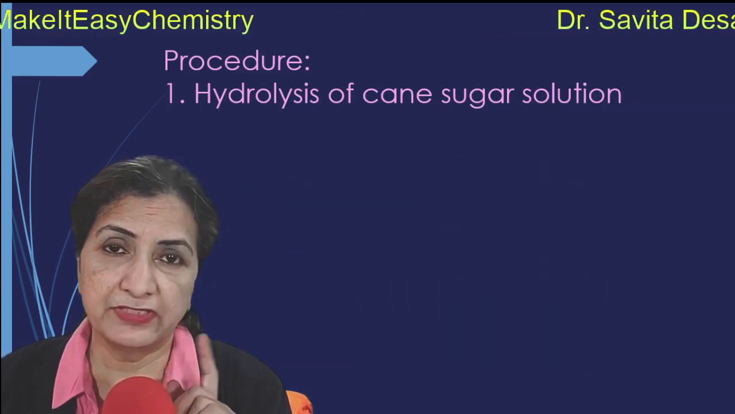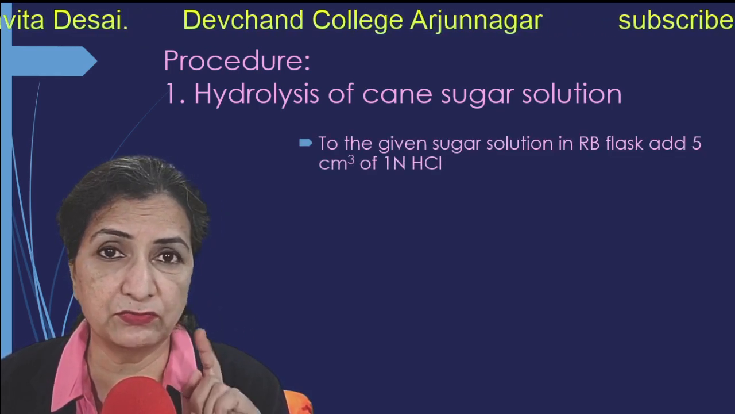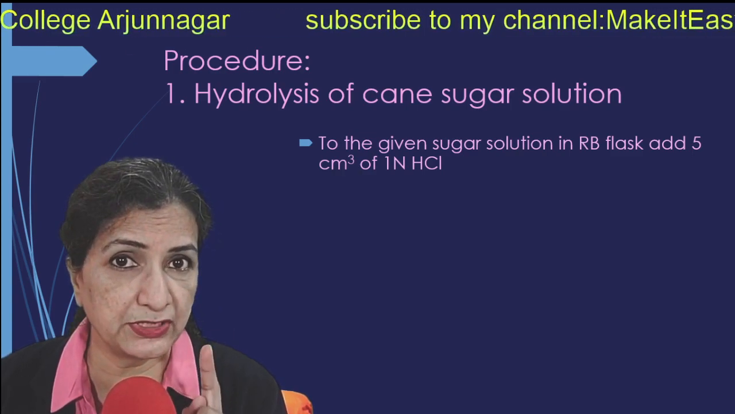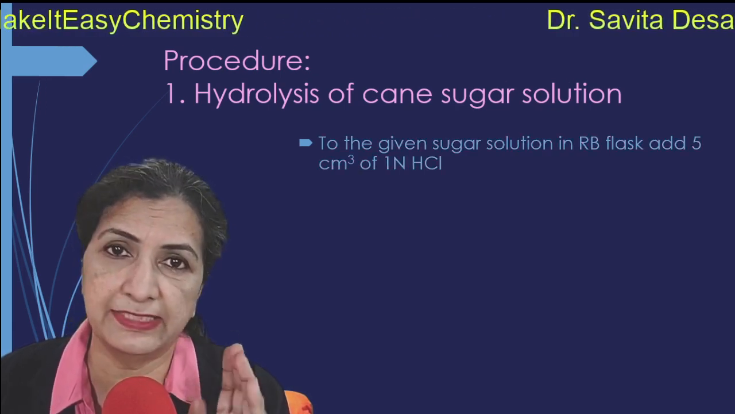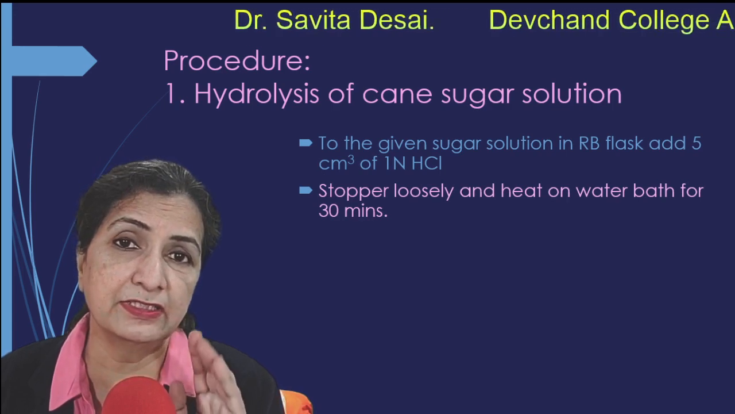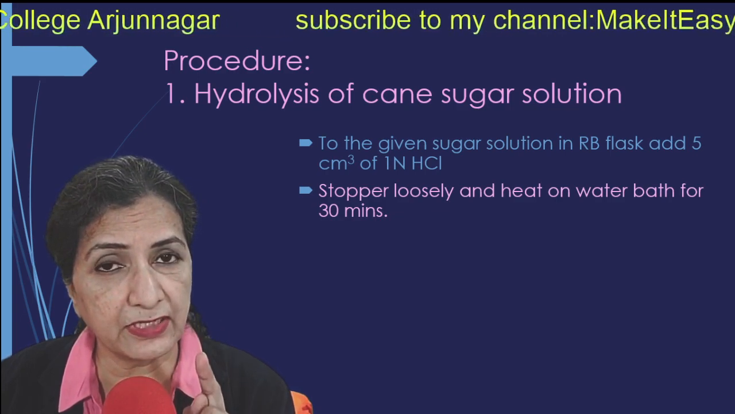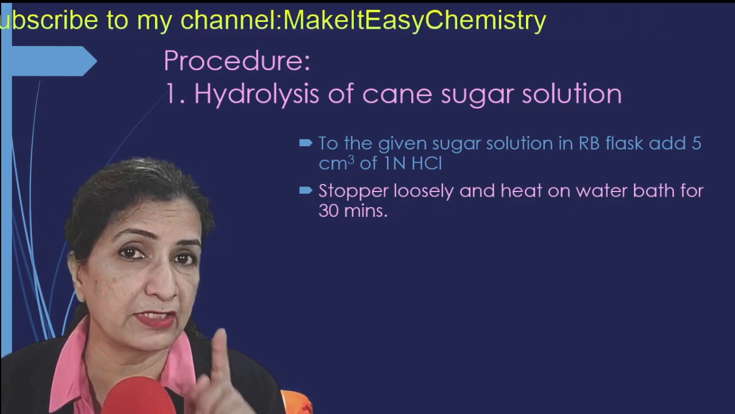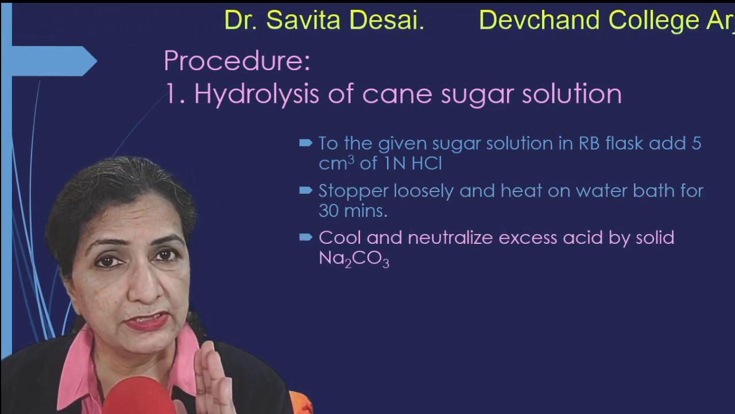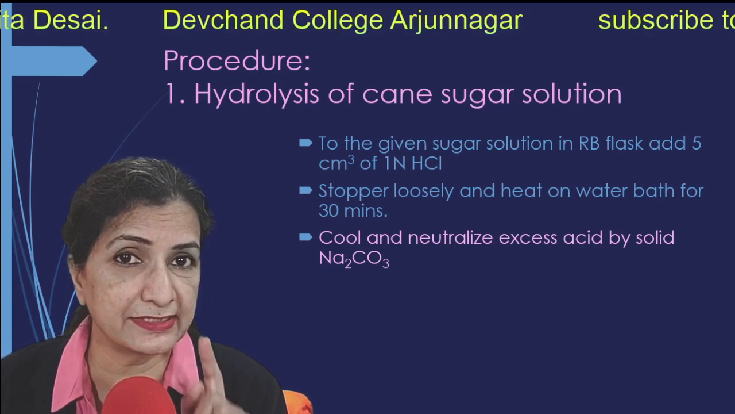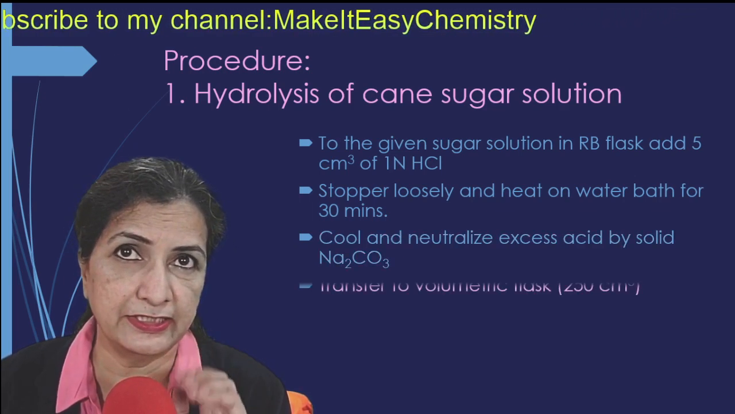The procedure: first of all, we are going to perform the hydrolysis of the cane sugar solution. For this, to the given solution of sugar in the round bottom flask, we are going to add 5 ml of 1 normal HCl. This is required for the purpose of hydrolysis. We are going to stopper the round bottom flask loosely and heat it on a water bath for half an hour, that is 30 minutes. Then we are going to cool and neutralize the excess acid in the solution by adding a pinch of sodium carbonate and stirring it properly.